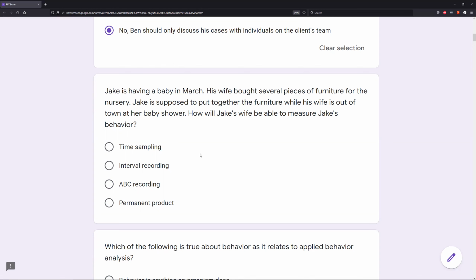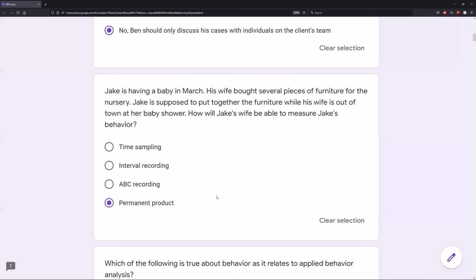When you measure the outcome and the product of the behavior, what type of measurement are you using? Of course, you're using permanent product. So with permanent product, you don't actually need to watch the behavior happen. You only need to measure the outcome. She does not need to see Jake build all this furniture. His duty is to put it together. Okay, so she just wants to see that it's put together. She doesn't care how it gets there.